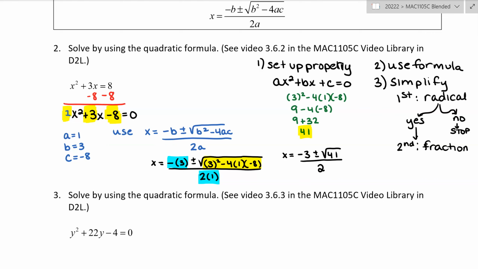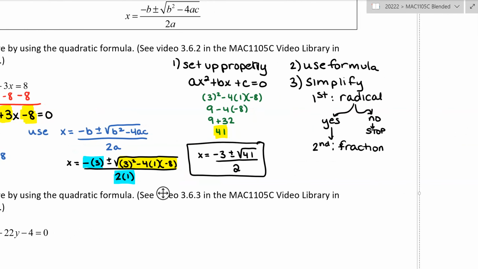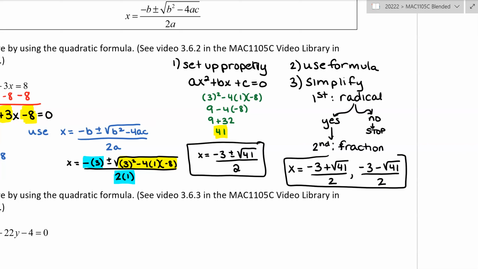So to simplify a radical, we're going to break it into prime factors. It turns out 41 is prime, so the square root of 41 does not factor, and this is my final answer. And remember, you can write that as two answers, right? x equals -3 plus the square root of 41, all over 2, and then -3 minus the square root of 41, all over 2. So writing it either way is fine.